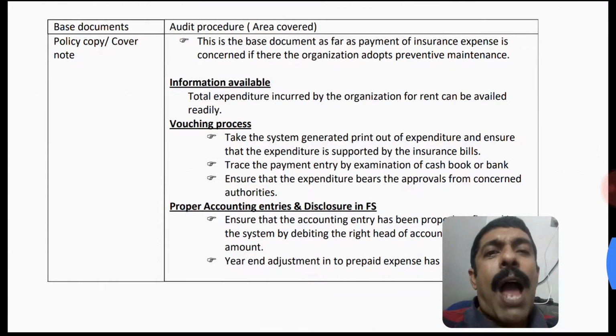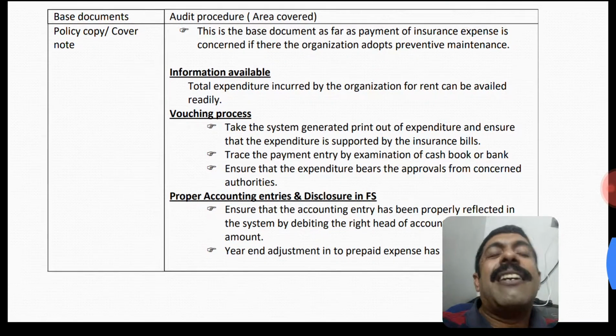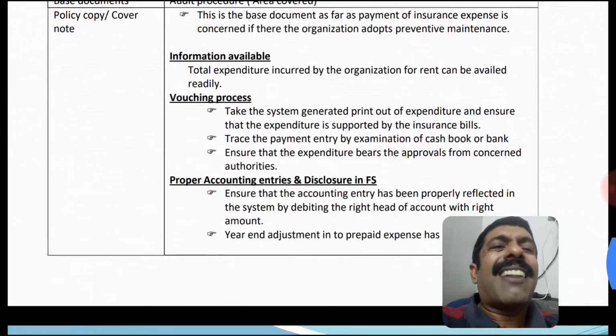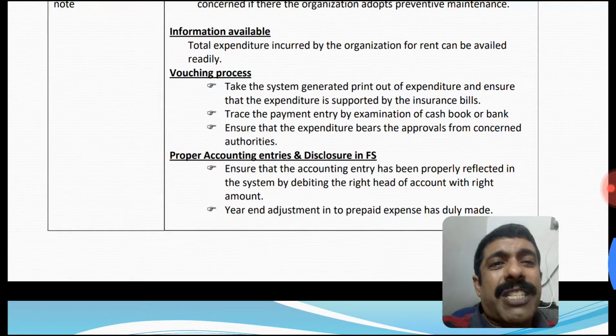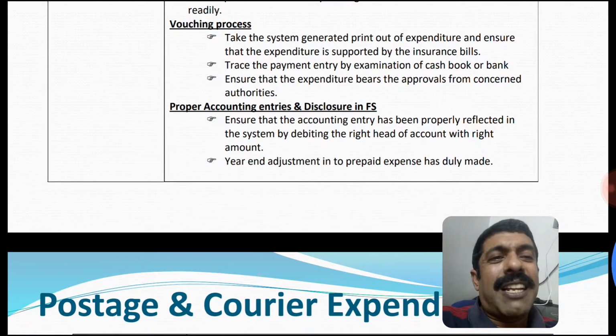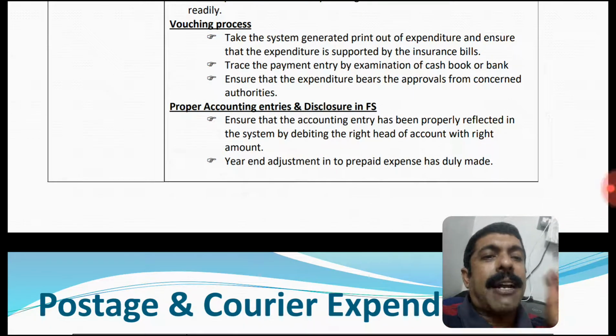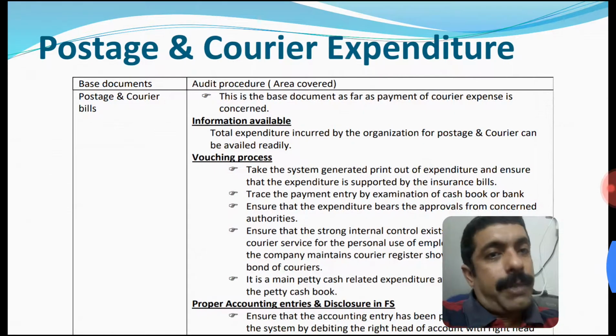Only you have to bother about what are the documents to be examined. This you have to learn. What are the information available also seems to be common. Vouching process is common. Proper accounting entries and disclosure also common. If there is any specific matter that applies to the case, only then do you need to apply it. Postage and courier. These are the common things.